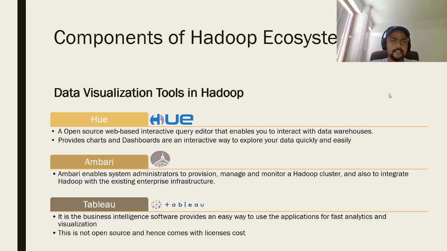Next comes the data visualization tools. Now there are three popular data visualization tools. First one is Hue. Now Hue is an open source tool. So when you install Hue, you basically get a web based interface in your browser, and it has an interactive query editor as well, which you can use to interact with the data warehouse. And obviously, since we are talking about visualization tools, you can build the charts and the reports and the dashboards and the bar graphs and whatnot in Hue.